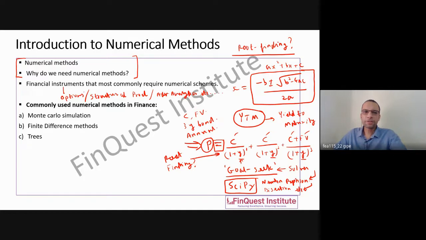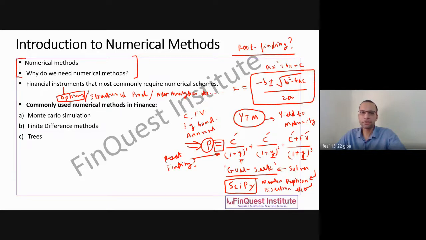But I would say this is the major area where numerical techniques will be used very often, because for other simpler products like forwards and futures, we have an explicit formula which we can directly use. Honestly, you don't require a numerical technique there, because if it's a forward contract, it's nothing but plain discounting. So generally, in those places numerical schemes might not be required.